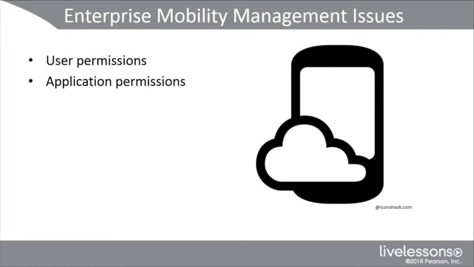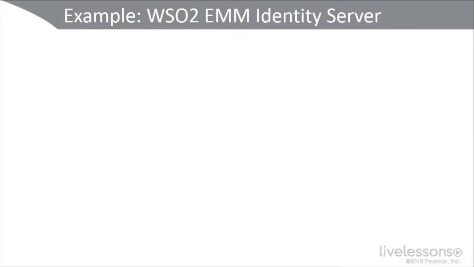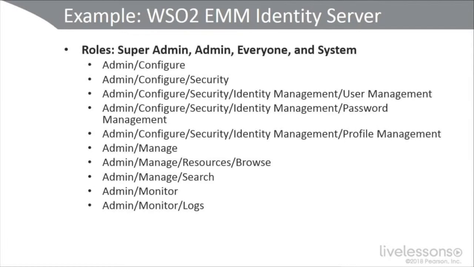So for example, let's say at Brio, we have a different customer that's not a Microsoft shop, right? So we're going to recommend to this other customer that they use a very popular WSO2 identity server for their mobile users. By default, the WSO2 identity server has a wide variety of solutions. It has user permissions, application permissions, time-based restrictions, context-aware management, it even has mobile AUP security restrictions.